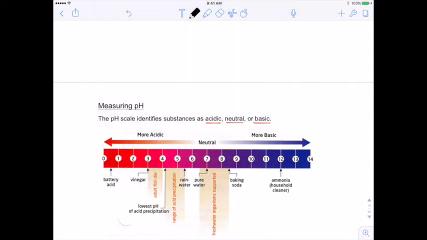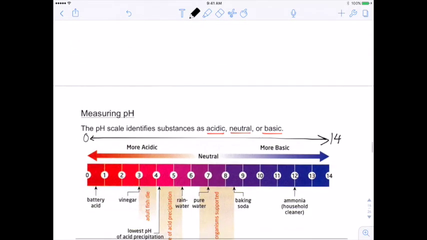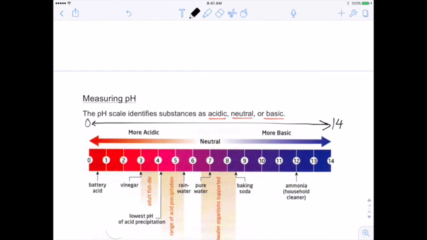The pH scale goes from 0 to 14. Right in the middle of 0 and 14 is the number 7. And the number 7 is important on the pH scale because number 7 is when substances are neither acidic nor basic. They are neutral. So what's an example of a neutral substance? An example would be water. Pure water has a pH of 7.